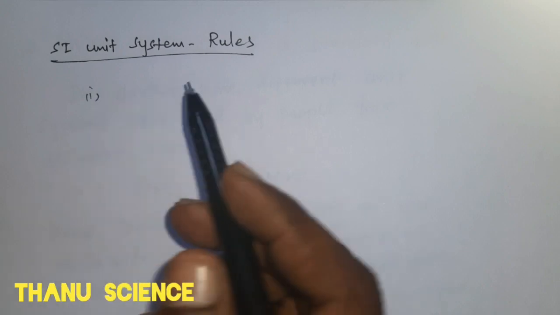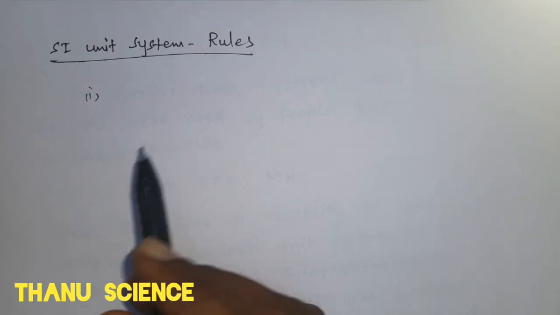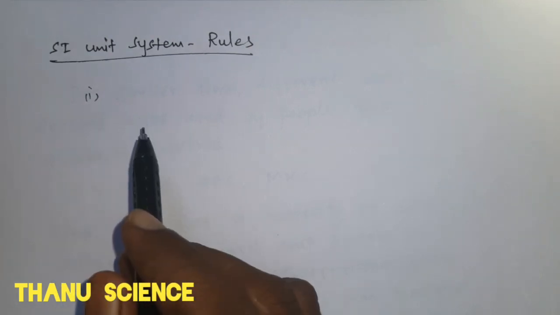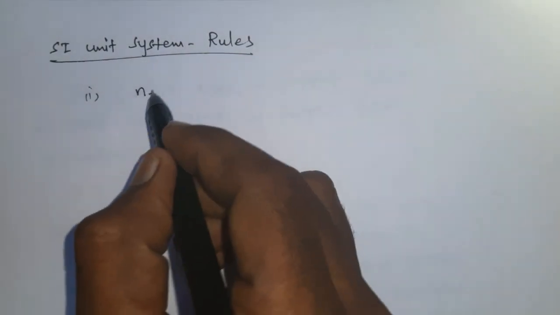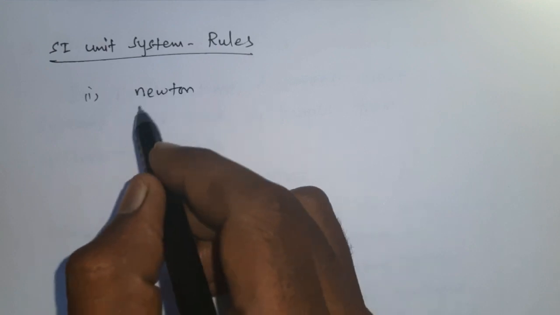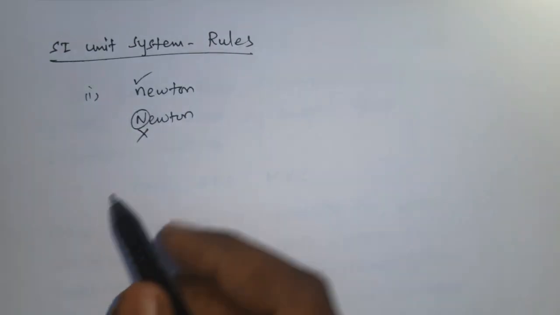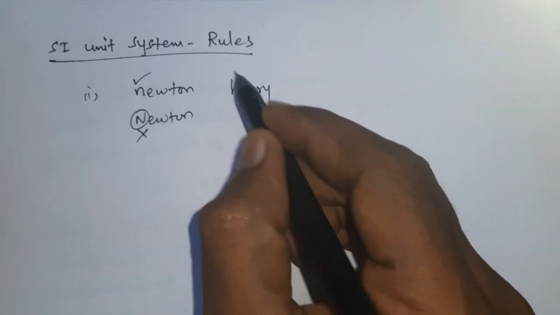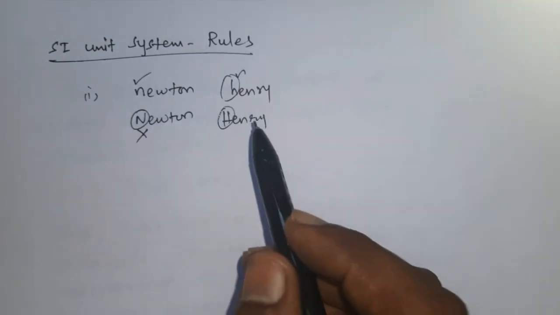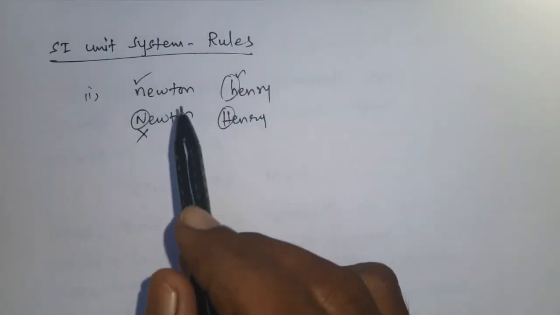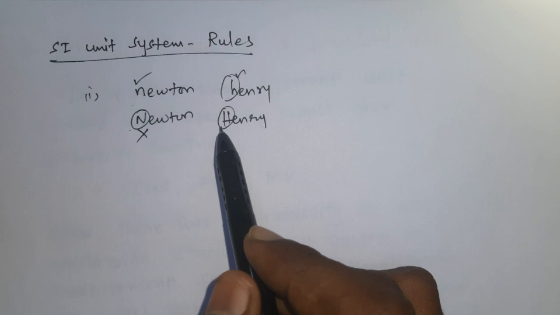First rule, the units named after scientists are not written with a capital initial letter. If you want to express a unit in the scientist's name, that first letter should be a small letter. For example, newton. The first letter should be small. We should not write Newton with a capital letter N. So this is wrong, this one is right. Then henry, h should be a small letter. This is right. We should not use a capital letter H. If we want to express a unit in the full form of the scientist's name, the first letter should be a small letter. It should not be a capital letter.